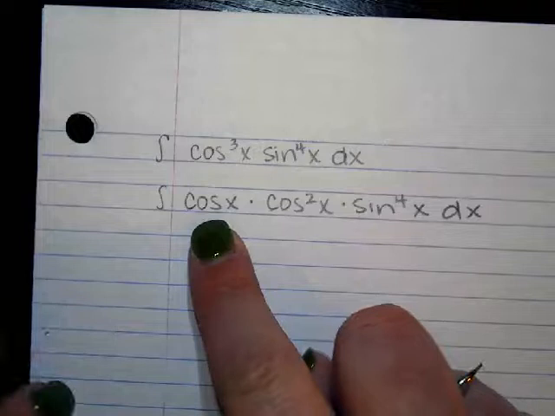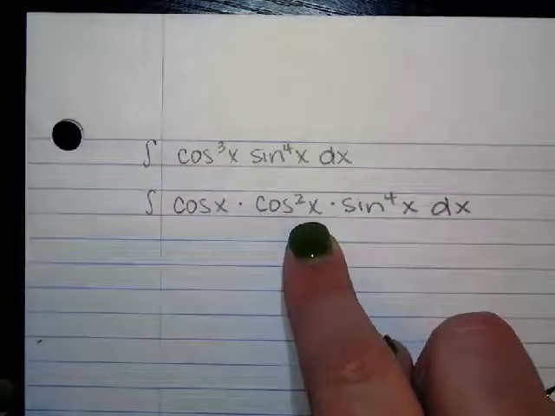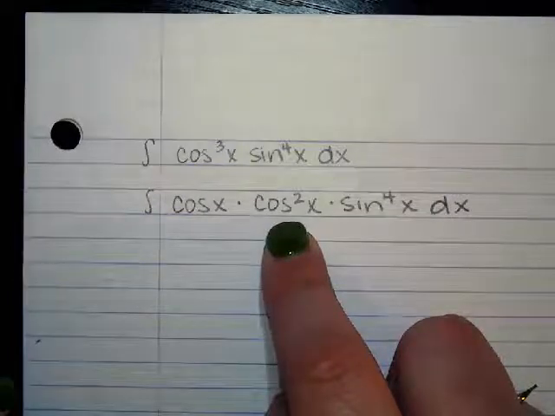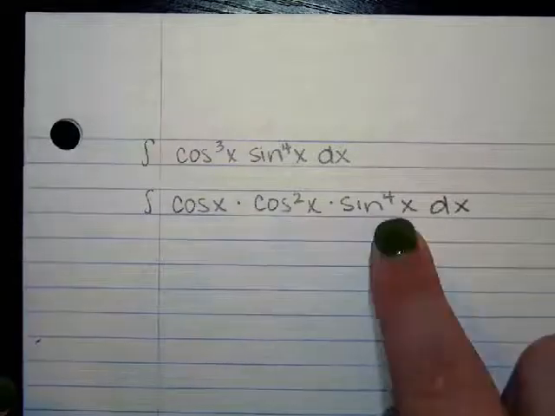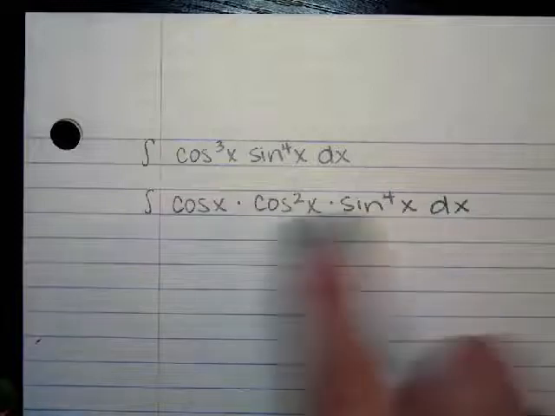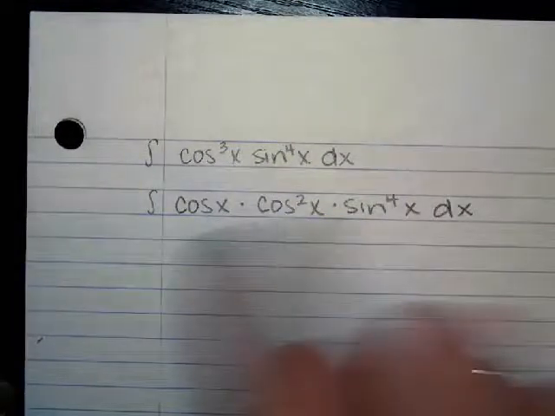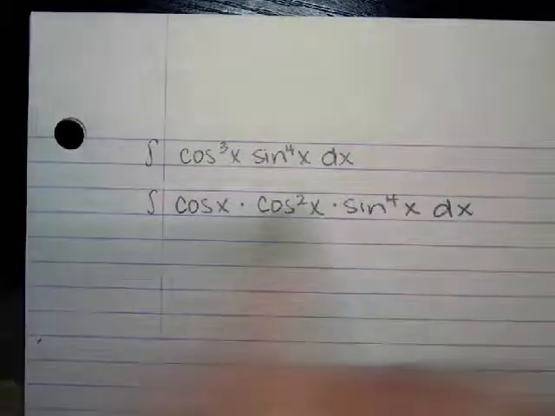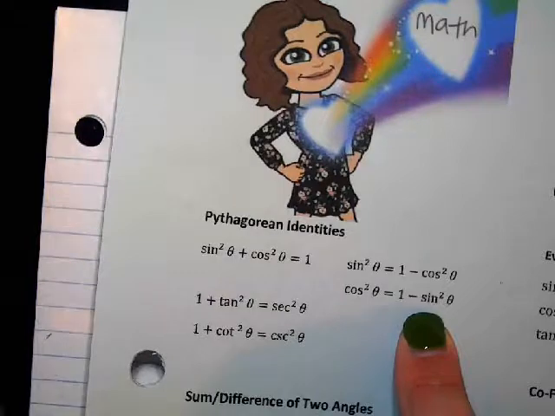So I saved this one. And then it tells me what I'm going to do next is I'm going to look at my blue sheet and I'm going to take the cos squared and use the Pythagorean identity to convert the cos squared into sine, so that I have the sines I can use u substitution on, and the cos will be the derivative of the sine. Does that make sense? So if you look at your Pythagorean identities, cos squared equals 1 minus sine squared.